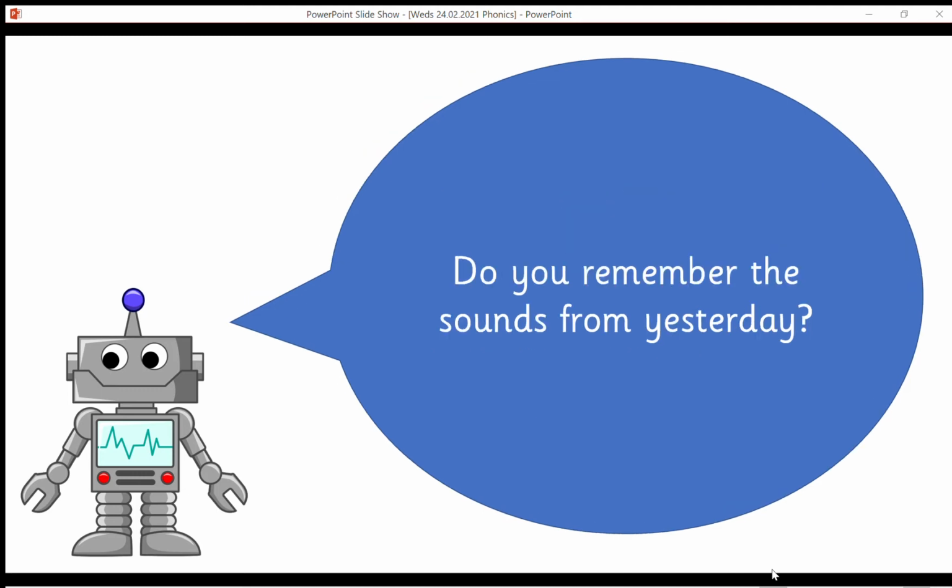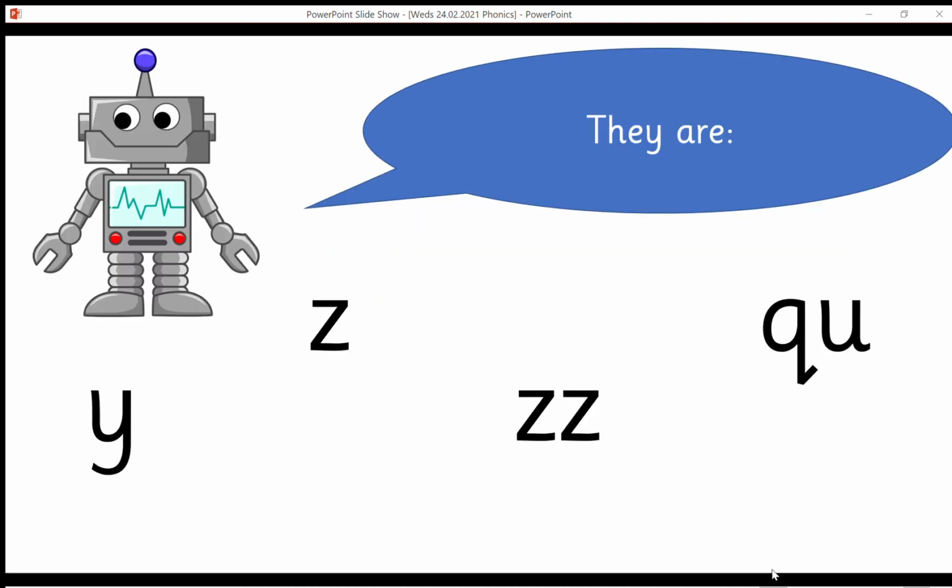Okay, do you remember the sounds from yesterday, I wonder? Let's see. What is this one? Yep, that's yep. Well done. What's this one? Yeah, good job. It's z. Well done. What about this one? Yeah, digraph z. And this one is qu.